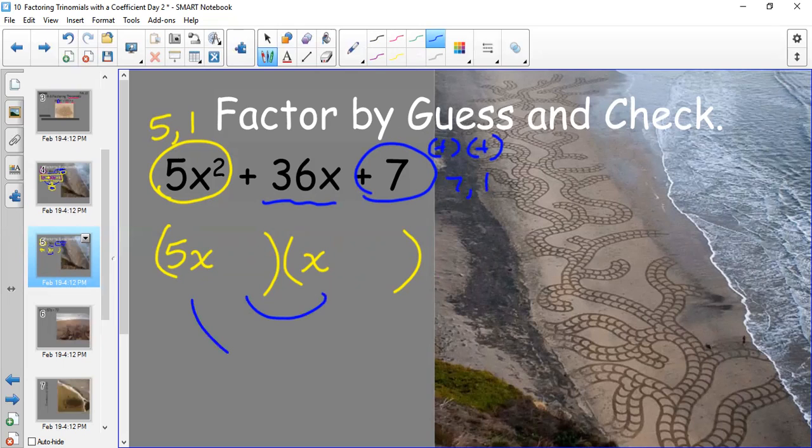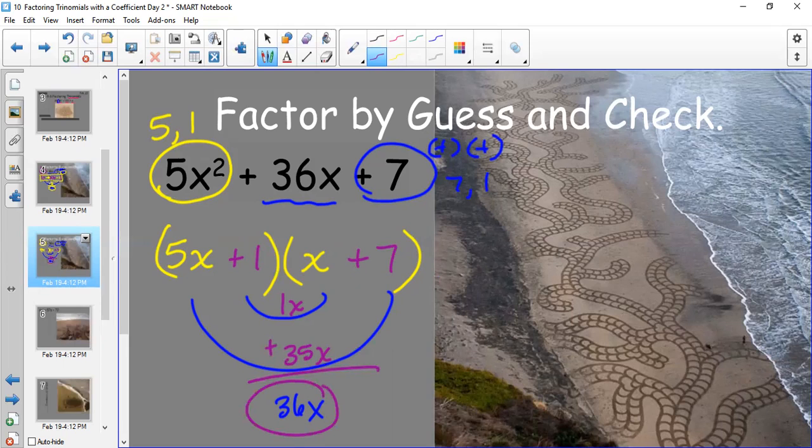Again, I am trying to fill out the outside and inside terms to give us 36 x's, which again is a pretty big number. So I want the 7 to go with the 5 when I multiply them. So 5x times 7 would give us 35 x's, and fill in the 1 there, which would give us 1x, and 35x plus 1x does give us 36x. So our two binomials are 5x plus 1 and x plus 7.